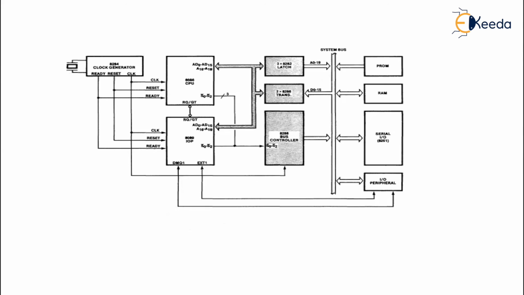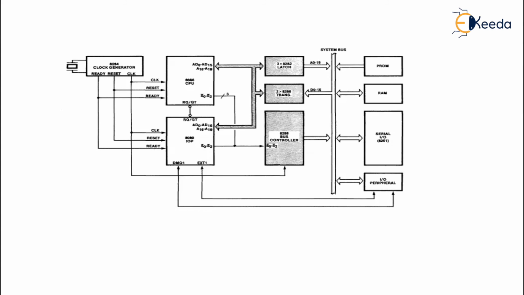Now when you look at this diagram, here we have RAM, programmable ROM, which we call PROM. Then we have the serial port and the different peripherals which are directly connected to the system bus. Programmable ROM is connected in a unidirectional way. RAM, serial IO port, and IO peripherals are connected in a bidirectional way.